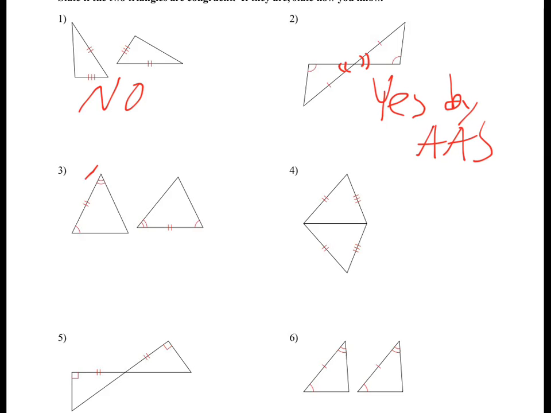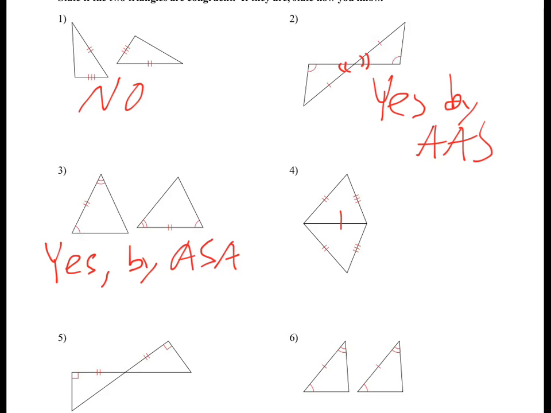Three, we have two pairs of angles and the side between, two angles and the side between. So you have angle, side, angle. So this three is yes by angle, side, angle. Notice the side is between the angles on that one.